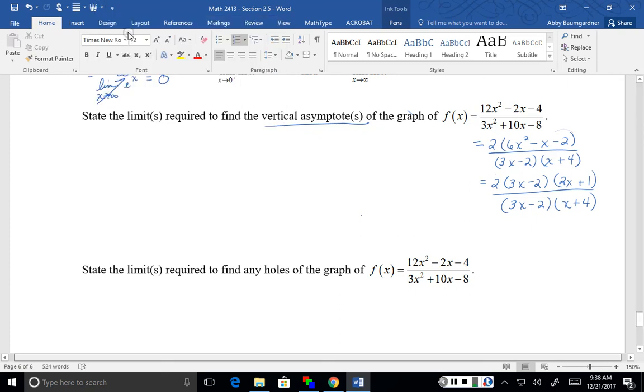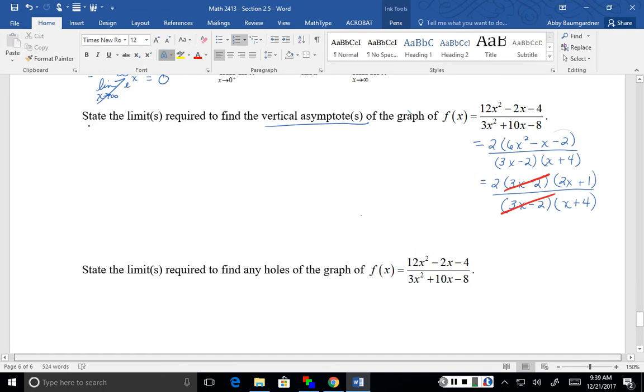Notice that this guy cancels this one. That cues me in to the fact that I have a hole in this graph. If something cancels, you have a hole at that 0.